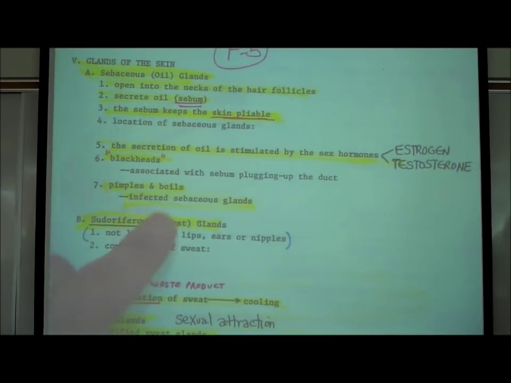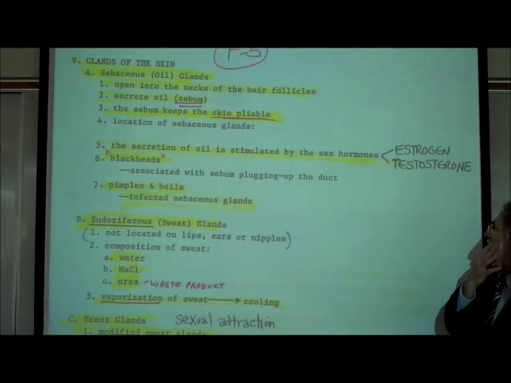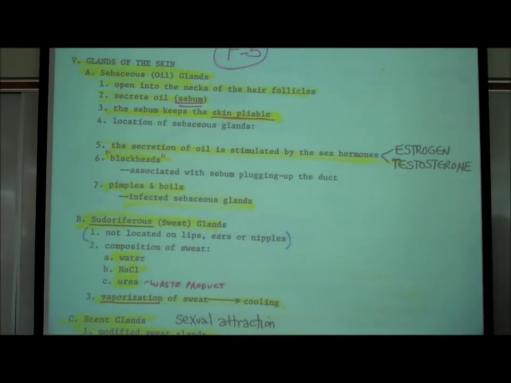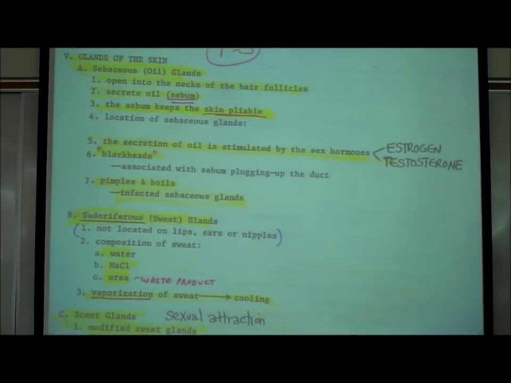We wrote that the secretion of oil by our oil glands is stimulated by sex hormones. So estrogen in females and testosterone in males both stimulate these sebaceous or oil glands to secrete more oil.